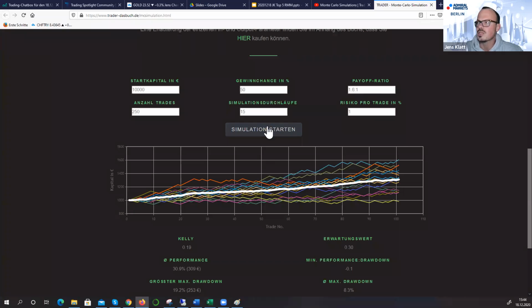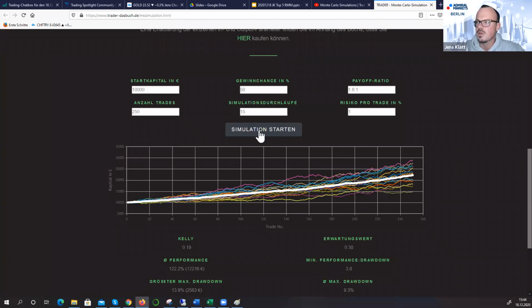Then you can start running the simulation. You see very nicely that all equity curves are showing significant positive performance. The lowest is at plus 50%.